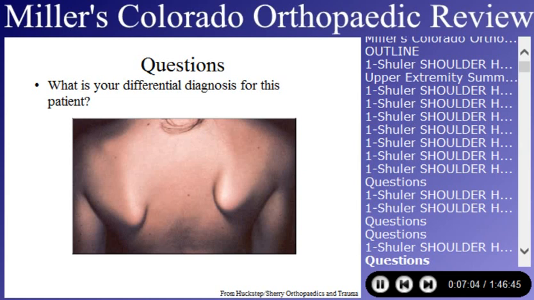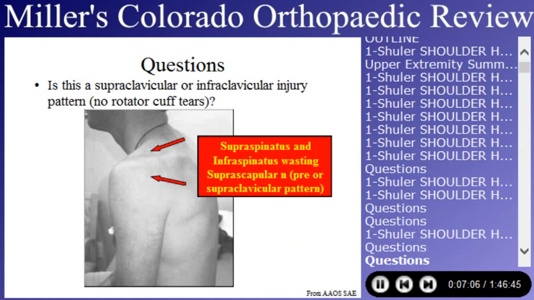This is a great picture. You see the scapular spine, so you know there's atrophy in both the infraspinatus and also supraspinatus. The question then is this patient doesn't have a rotator cuff tear. Is this a supraclavicular, infraclavicular pattern? And the reason why I put this test question on, they try to fool you also, is pre or postganglionic, pre or postclavicular type injury.